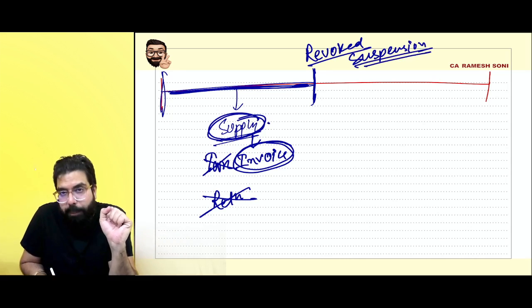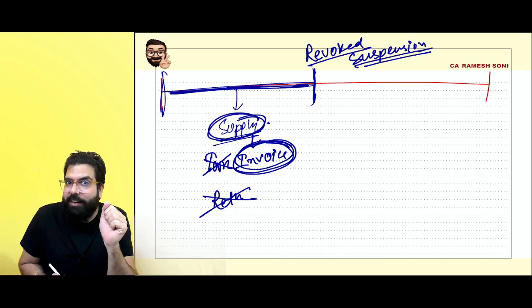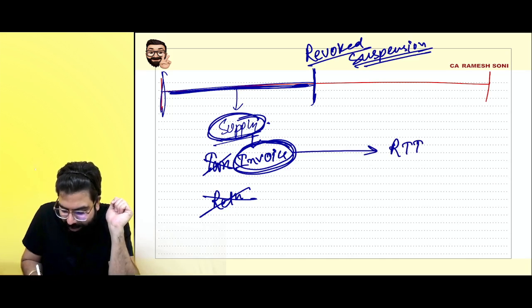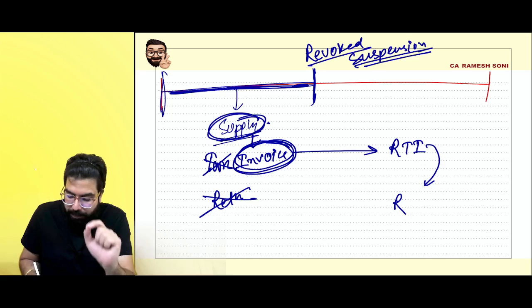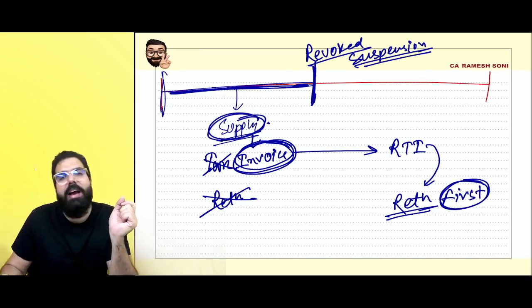For all the supplies which I have done, I should have actually issued a tax invoice, but I have issued only an invoice. I have not issued a tax invoice. So for all these invoices, I have to issue a revised tax invoice, and all the revised tax invoices I should show in my return, which is the first return I am going to furnish after the revival of my registration.